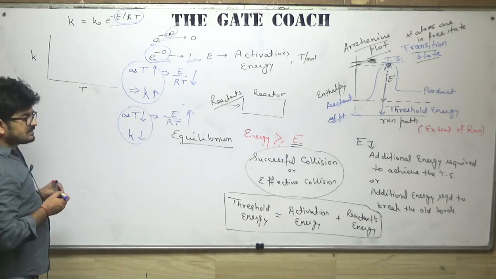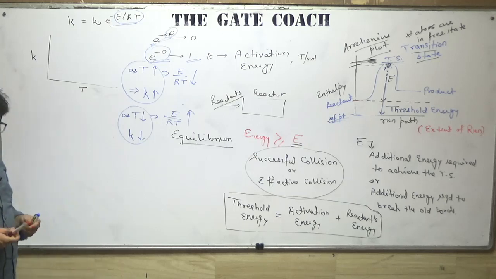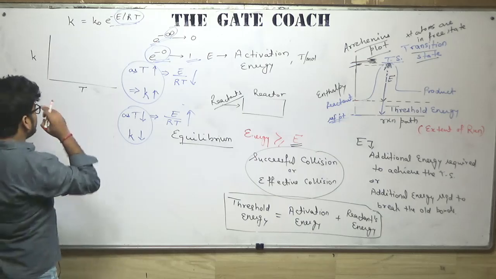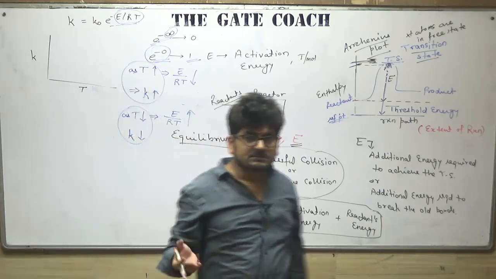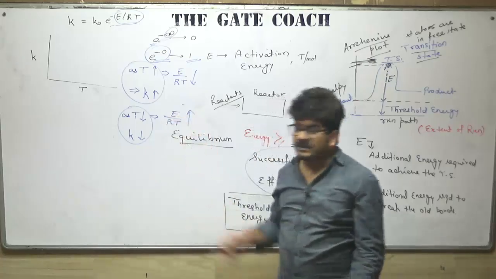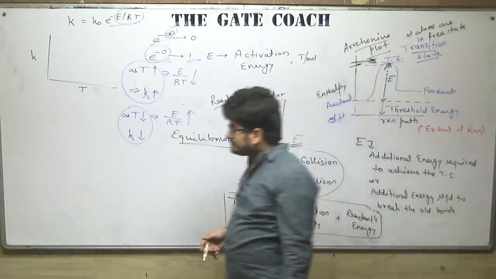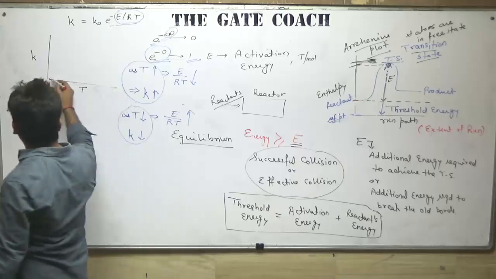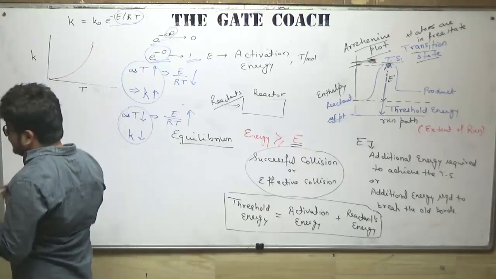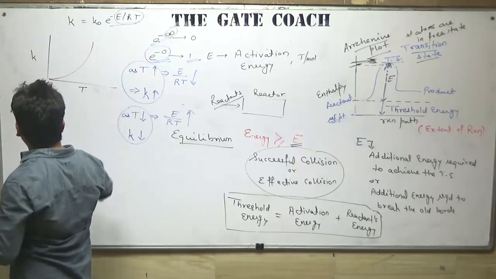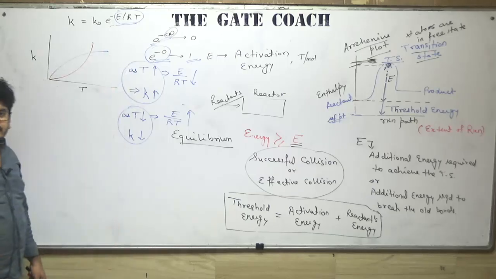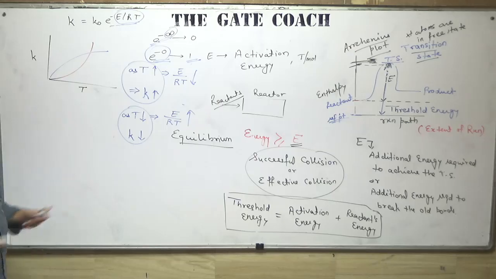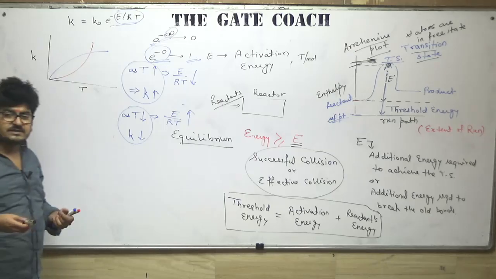So guys, in next class we will discuss this. Okay, so this is your job for today. Find out the variation of K and T. It will increase exponentially like this, or it will increase exponentially like this. What will be the graph between K and T? Okay, this is your job for today.